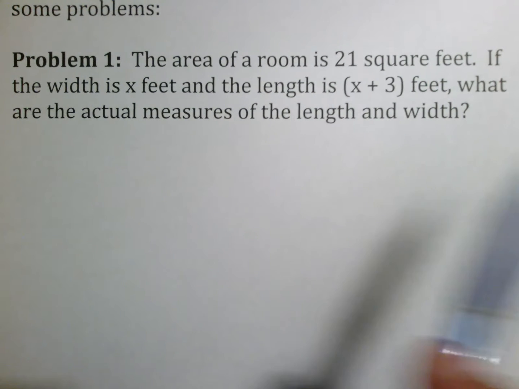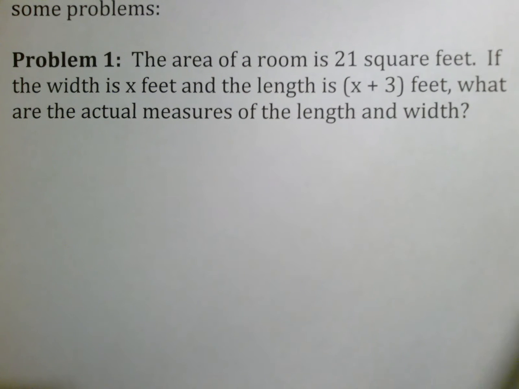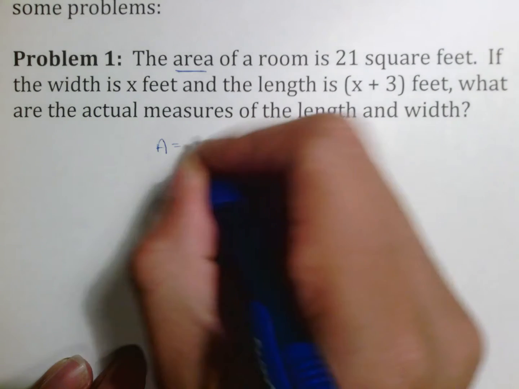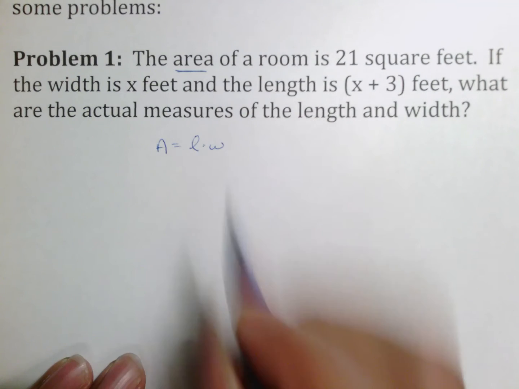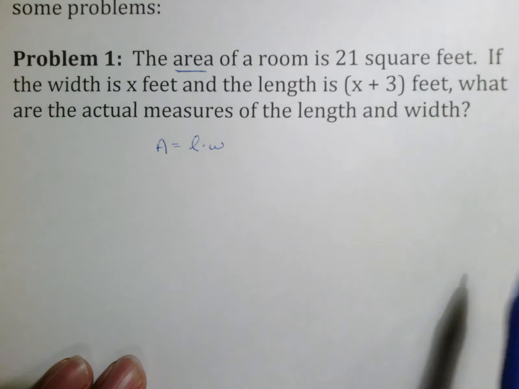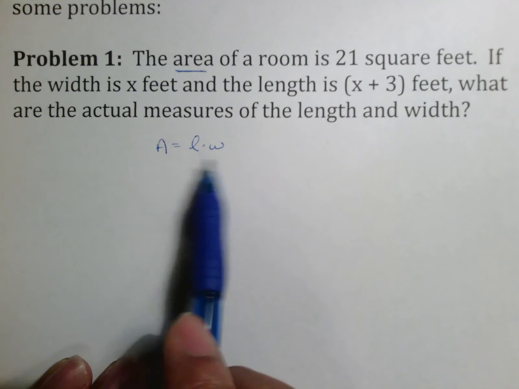It says the area of a room is 21 square feet. If the width is x feet and the length is x plus 3 feet, what are the actual measures of the length and width? You remember before that area was equal to length times width, and so whenever they give you the area of the room and then they give you the length and the width, pretty much you're going to be using that as your baseline.